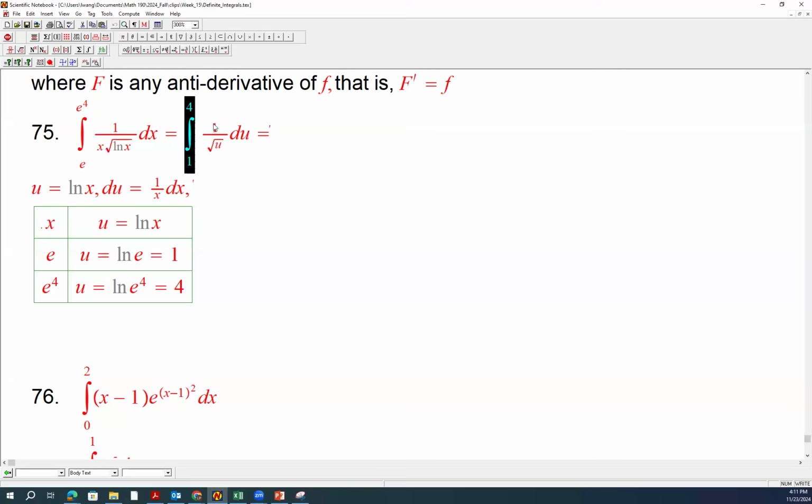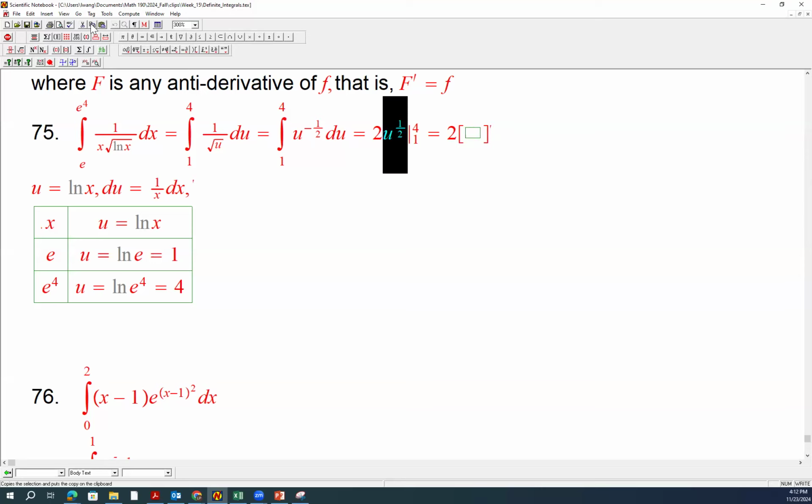By this time, the next step should be pretty straightforward. You may like to write 1 over root u as u raised to the power of negative half. We have done this many times over. The antiderivative of u raised to the power negative half is 2 times u raised to the power of half, evaluated from 1 to 4.